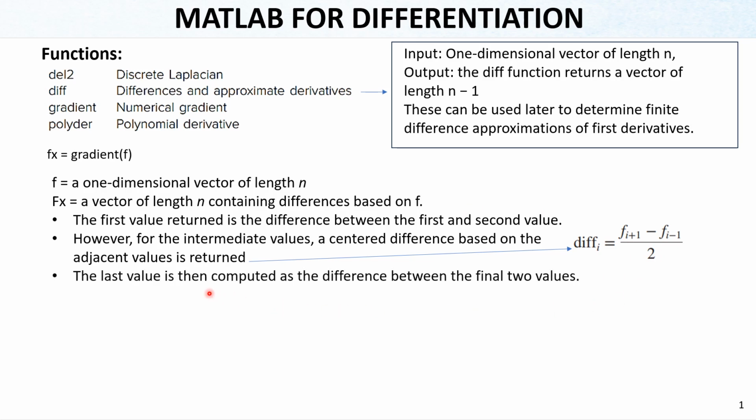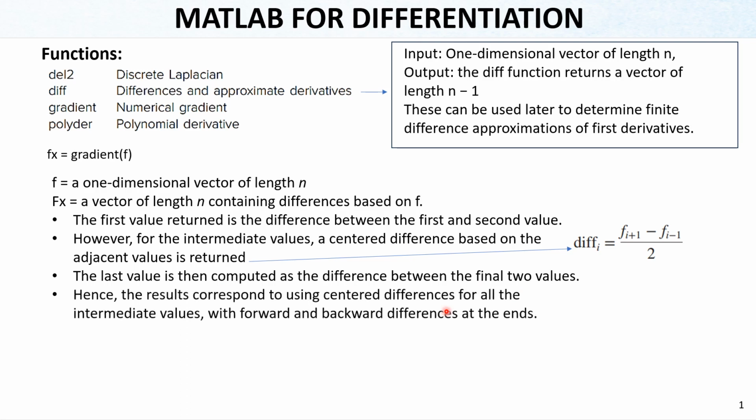The last value is computed as the difference between the final two values. And therefore, the results correspond to using centered differences for all the intermediate values, with forward and backward differences at the ends. The spacing between points is assumed to be equal to 1, so you have to be careful on that. That's why this is 2 actually. If you remember, the centered difference is 2 times h, and h is assumed to be 1. So get the values of these functions such that you will have a step size of 1.